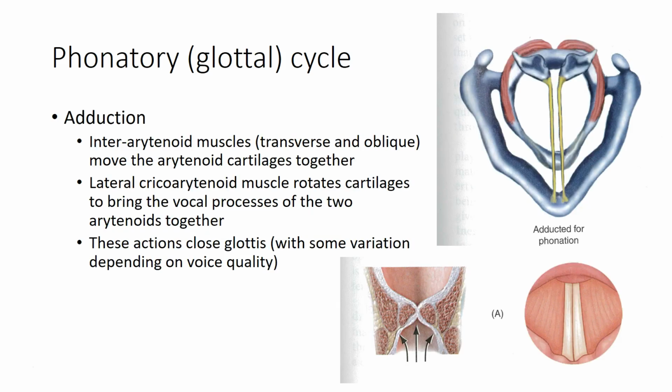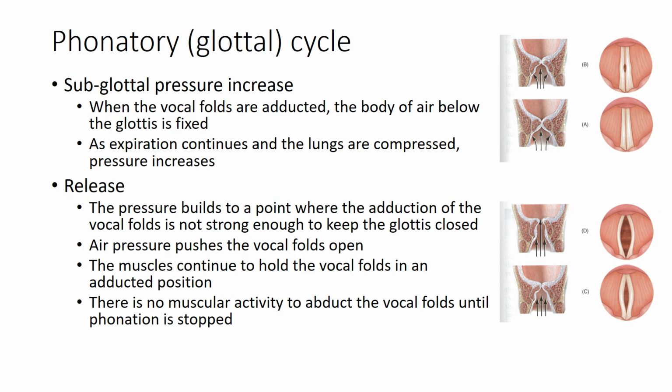Adduction of the vocal folds is done by interarytenoid muscles, both transverse and oblique, bringing the arytenoid cartilages together, and the lateral cricoarytenoid muscle, rotating the arytenoid cartilages to bring the vocal processes of the two arytenoid cartilages together. These actions will close off the glottis, though there's some variation in these actions on the basis of voice quality. Once the vocal folds are closed, subglottal pressure increases.